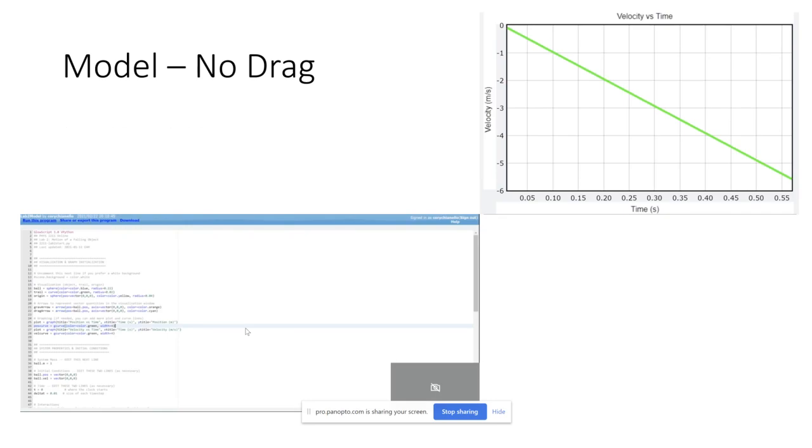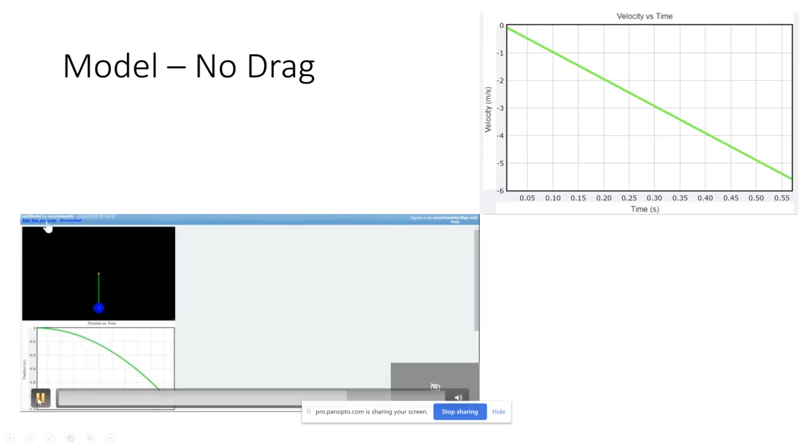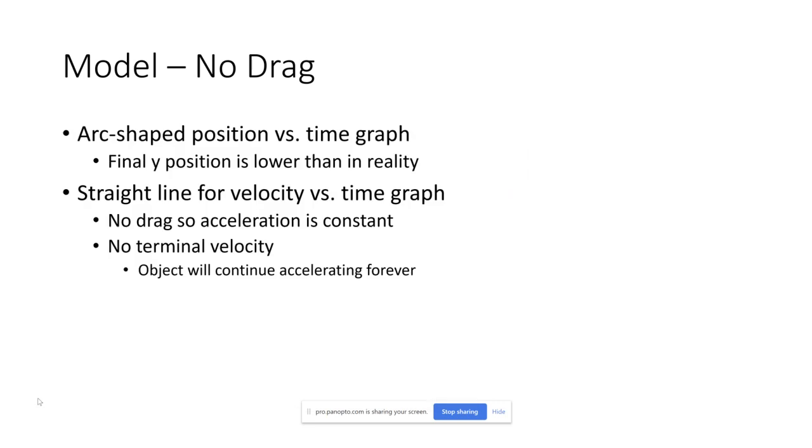I modeled what the position of the ball would look like if there was no drag. As you can see, there's a similar arc-shaped position versus time graph. However, the final y position is lower than it is in reality. The ball falls further down the y-axis. Also, the velocity versus time graph is a straight line, unlike what you saw in the Tracker graph. Since there is no drag, acceleration is constant, and there's also no terminal velocity, which means that the object will continue accelerating forever.